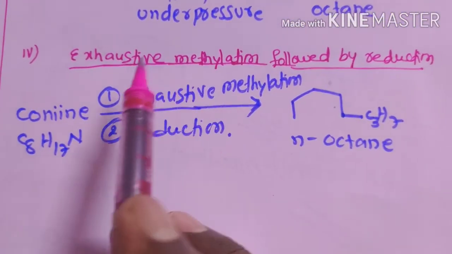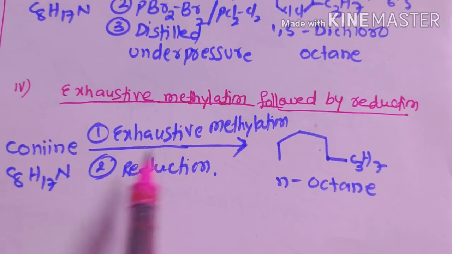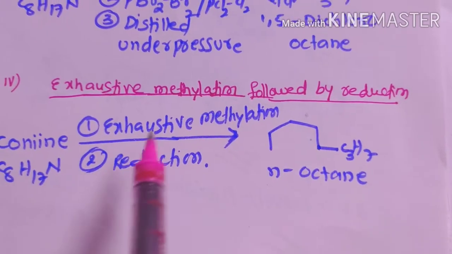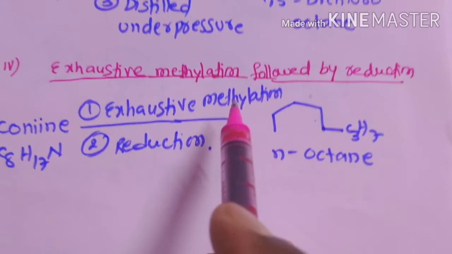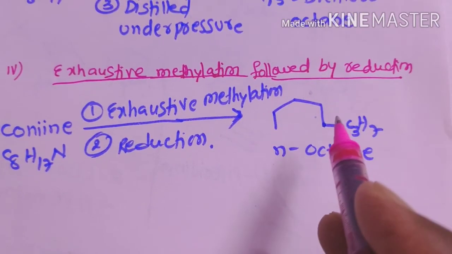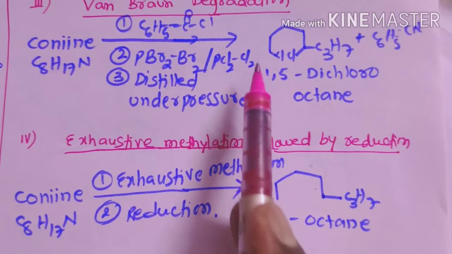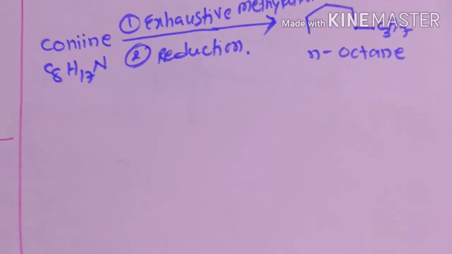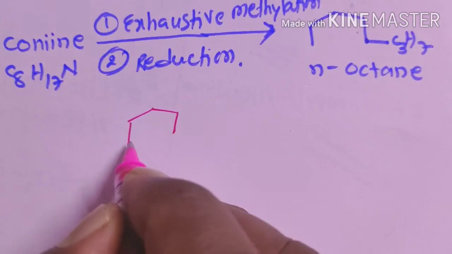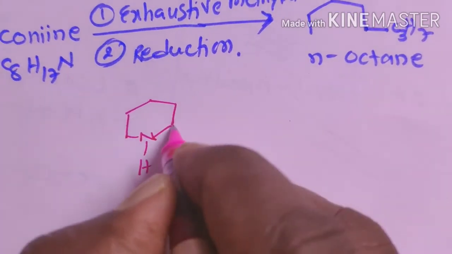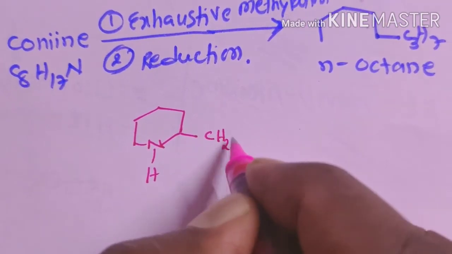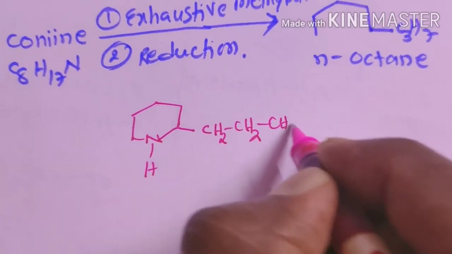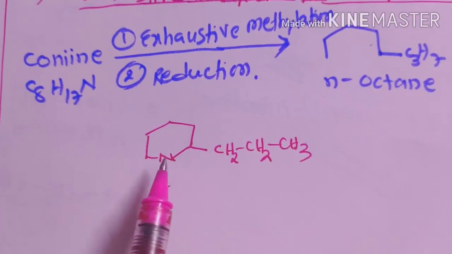the other reaction in which conine is subjected to exhaustive methylation followed by reduction. In this reaction also we are getting n-octane in place of isooctane. So these two reactions also support structure 1 for conine. So conine must be 2-n-propyl piperidine. So conine is nothing but 2-n-propyl piperidine.